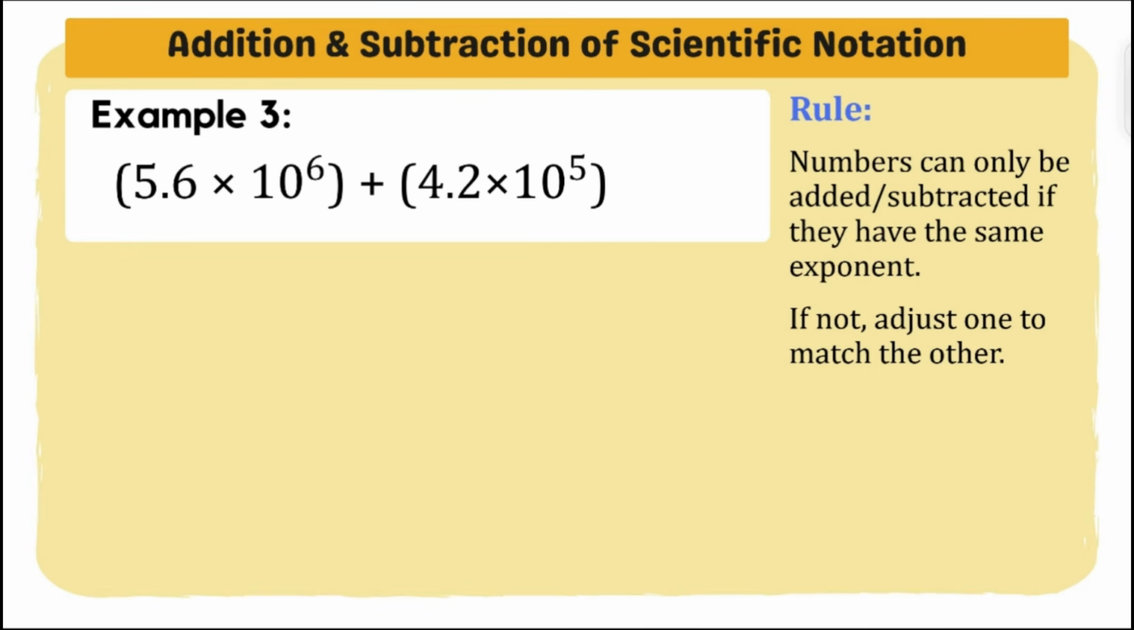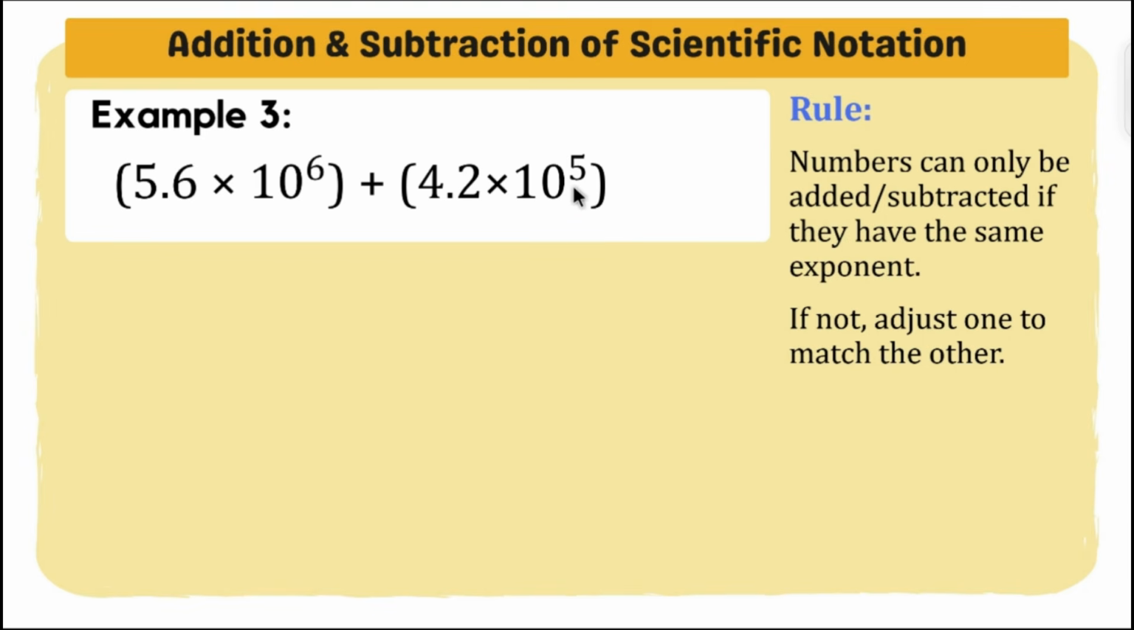Okay, example number 3. We have here 5.6 times 10 raised to 6 plus 4.2 times 10 raised to 5. So as you can see, hindi na po parehas ang kanilang exponent. This is raised to 6 and this is raised to 5. So what shall we do? Sabi dito, we will add just one to match the other. So ano po ang i-adjust natin? Ito po bang raised to 6 or itong raised to 5?